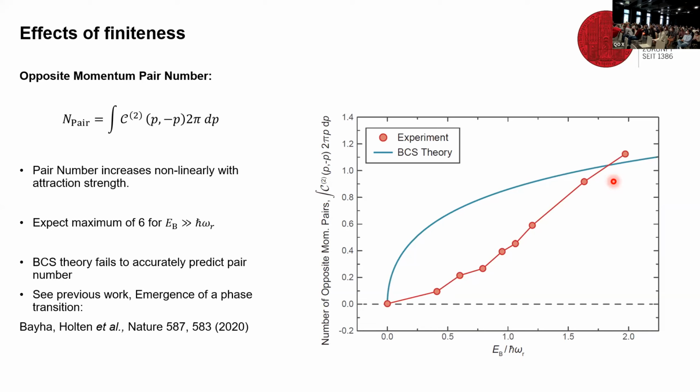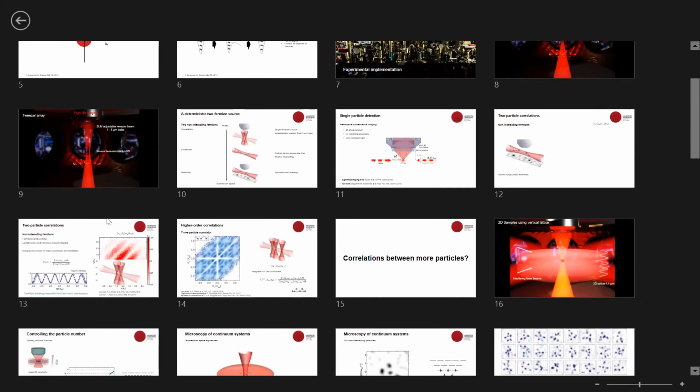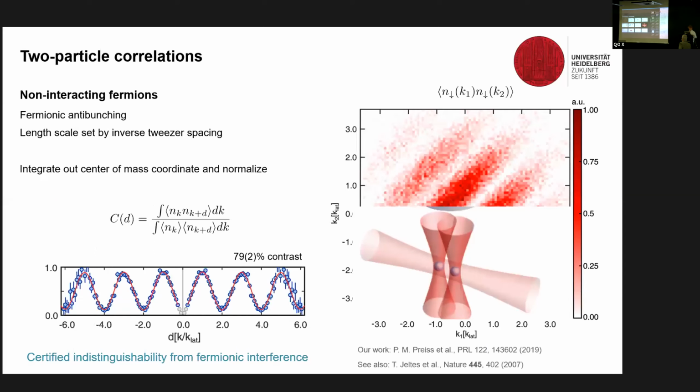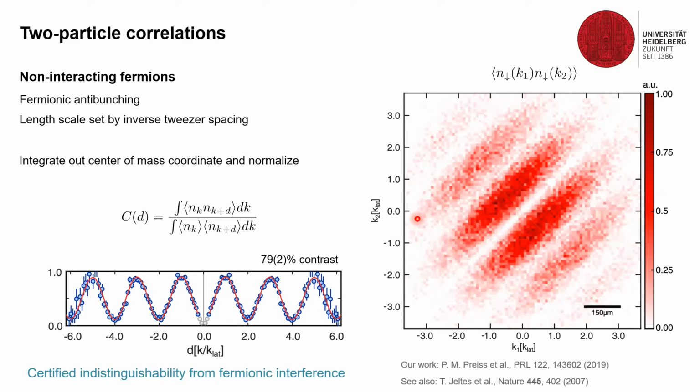There is one question in the chat. Thank you for a nice talk. In the two-particle correlation, where do the additional diagonal anticorrelations come from? The two-particle correlations, probably he means, maybe you can unmute yourself and rephrase the question, but I'm assuming that you are referring to this slide here. Yes, that's true.